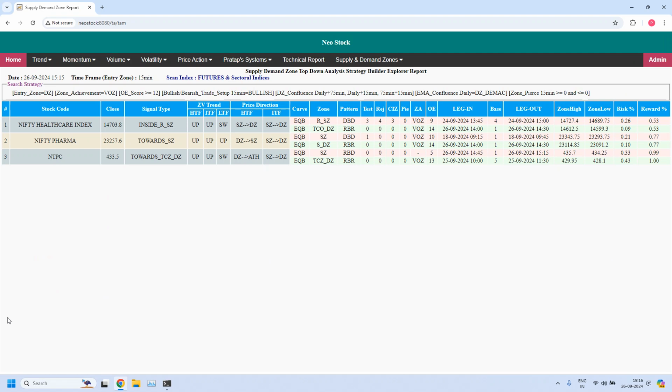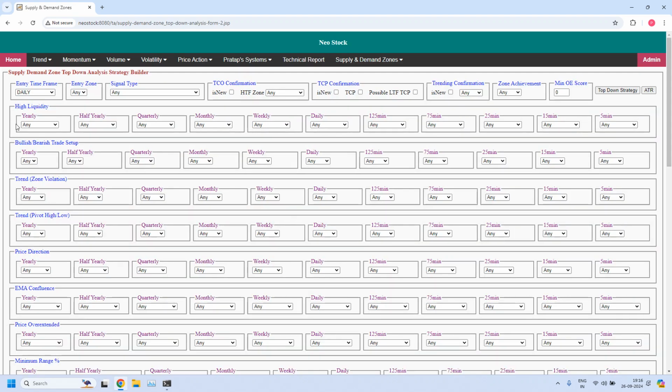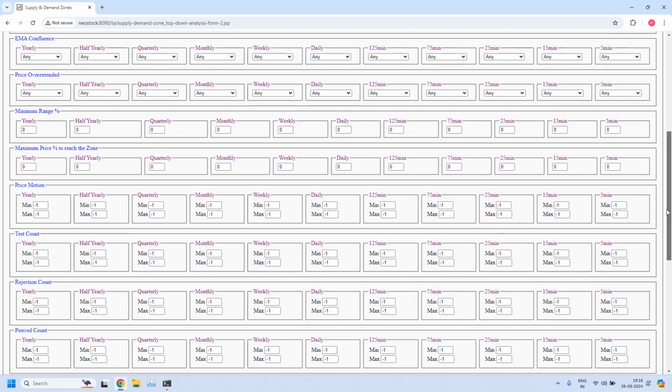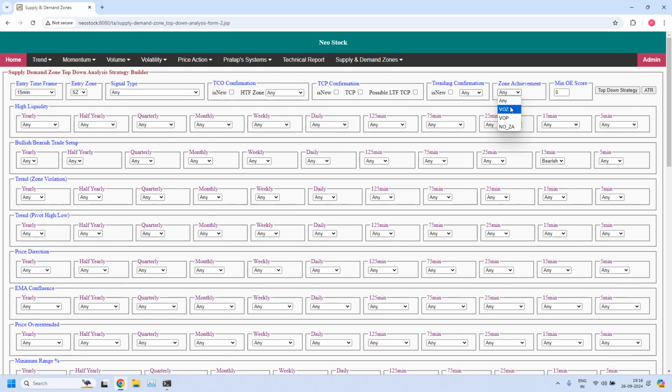Okay. So next is the bearish trade setup for daily income trade, that is entry time frame 15 minutes, entry zone, supply zone. In bullish or bearish trade setup at 15 minutes time frame, I am selecting bearish. The 15 minute supply zone should not be pierced. So in the pierced count at 15 minutes time frame, I am setting minimum value 0, maximum value 0. Zone achievement is violated opposing zone. Minimum odd and enhanced score I set 12. And all the 3 filters are applied to the 15 minute supply zone.